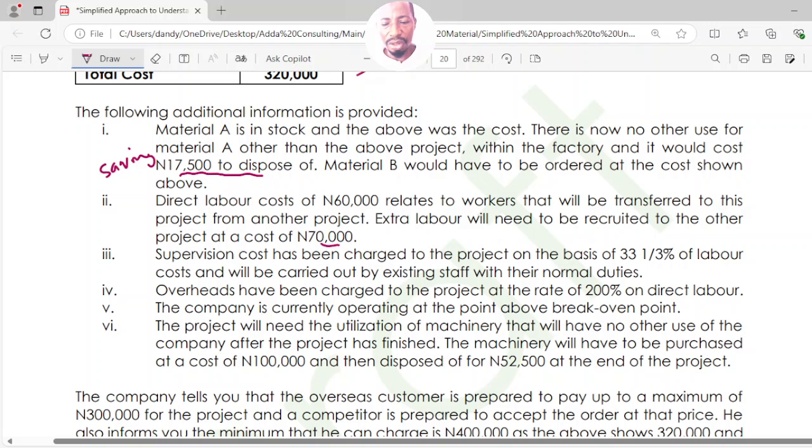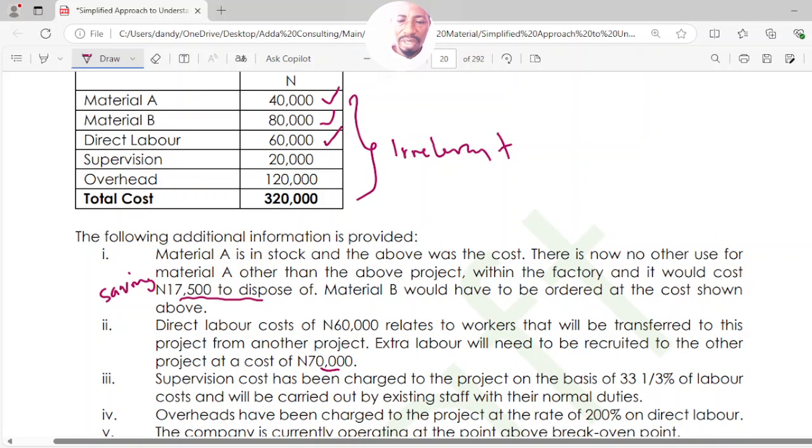Supervision cost has been charged to the project on the basis of 33 1/3 of labor cost and will be carried out by assisting staff with their normal duty, provided that the supervision cost is not going to change. Remember, supervision cost is a fixed cost and therefore irrelevant. So if the supervision cost is not going to change as a result of undertaking this project, then the 20,000 naira of supervision cost is irrelevant.